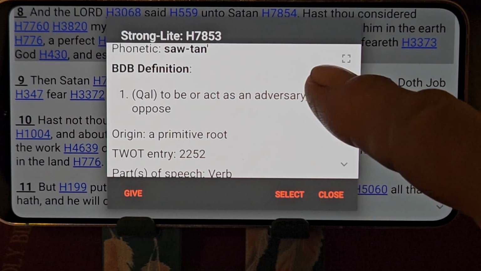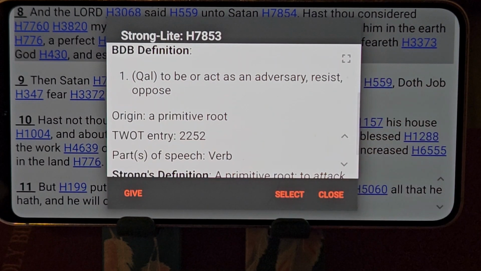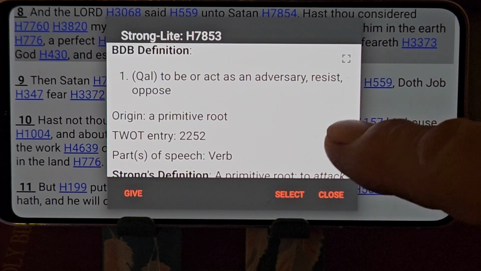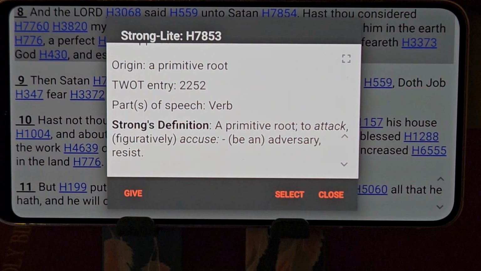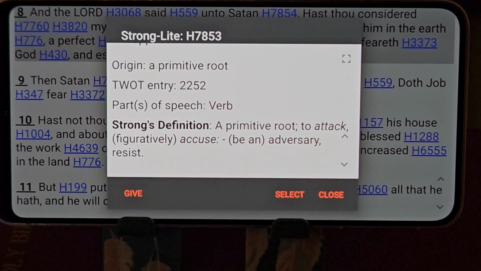Here we see another representation of Satan, and it means to be or act as an adversary, to resist, to oppose. It comes from a primitive root, to attack or accuse. To be an adversary, to resist. And so we see that Satan is our adversary. He is opposed to anything that we choose to do.